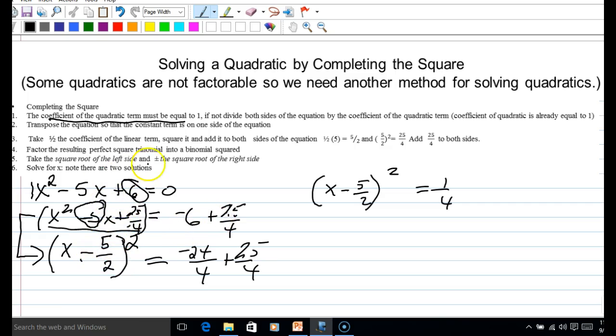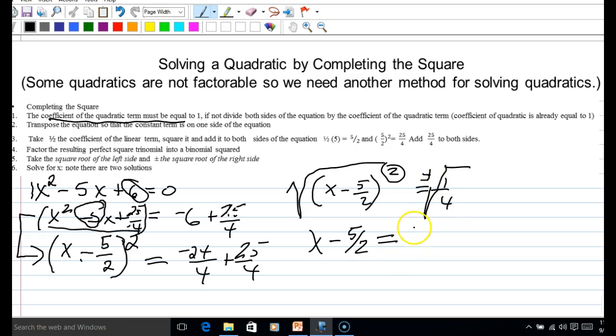Now that I've factored the perfect square trinomial into a binomial square, I take the square root of the left side and plus or minus the square root of the right side. Here the square and the square root undo each other and just give you what's under the radical, which is x minus 5/2. And here the square root of 1 is 1, square root of 4 is 2, so that's plus or minus 1/2. And then to solve for x, I add 5/2 to both sides, so x is equal to plus or minus 1/2 plus 5/2.